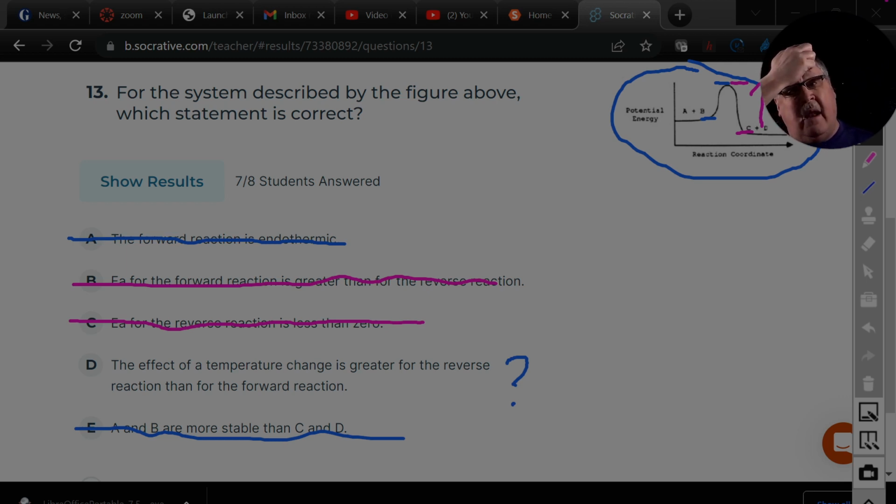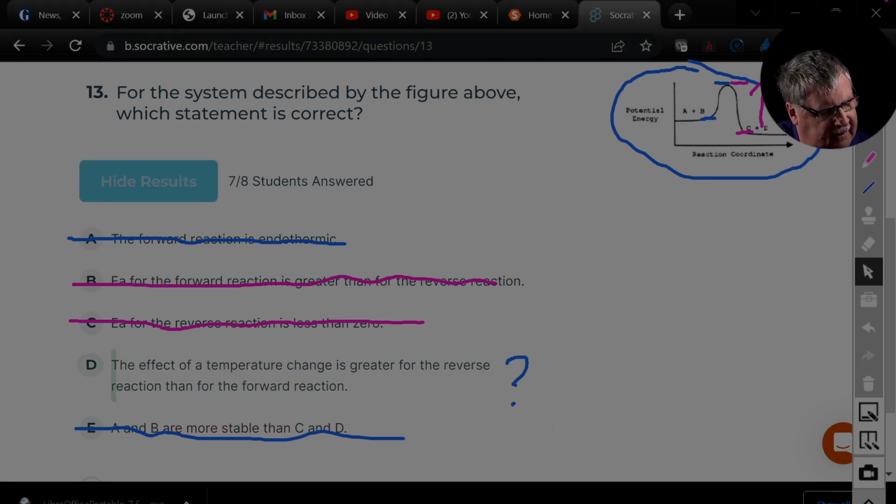That's another reason that exothermic equilibria get pushed to the left when you increase temperature, because of that disparate effect on activation energies of forward and reverse reactions. So that is your correct answer as a result.